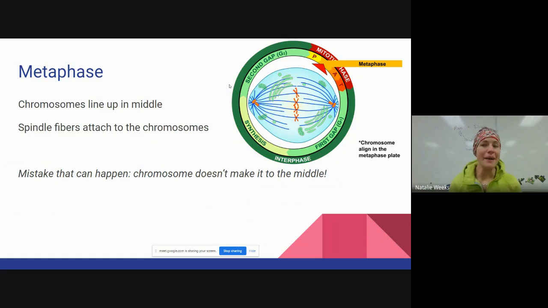If a chromosome doesn't quite make it to the middle, then we can get some mistakes where you can get too many chromosomes in your new cell, not enough chromosomes, lots of stuff can happen. In a cancerous cell, when something like that happens and we get a mistake, the cell wouldn't care. It would just keep dividing even though there was a mistake. In our normal body, that cell would die and undergo a process called apoptosis, because we don't want a cell that's going to malfunction by having too much DNA or not enough DNA in our bodies. So all those chromosomes are lined up in the middle.